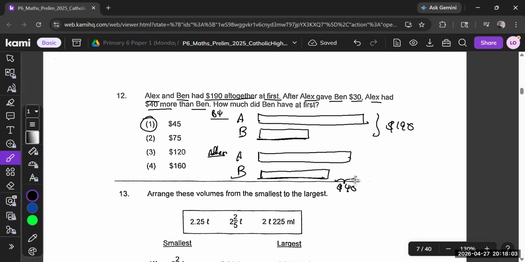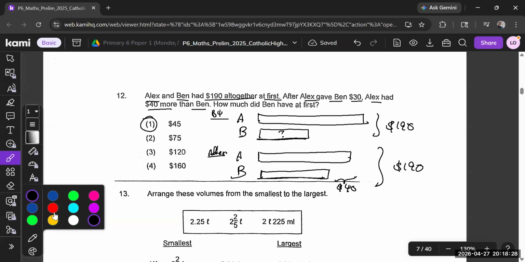Don't use a table. If you use a table, you may get stuck. The table is for more complex problems where you cannot draw the model. And when it's a before and after problem, what must you ask? What is unchanged? The total is unchanged. Can do already? So how much did Ben have at first? Question mark. If I draw this model, do you think you can do it already? Is it easy? Not really very hard, right?